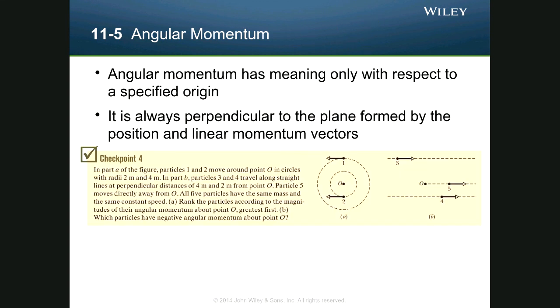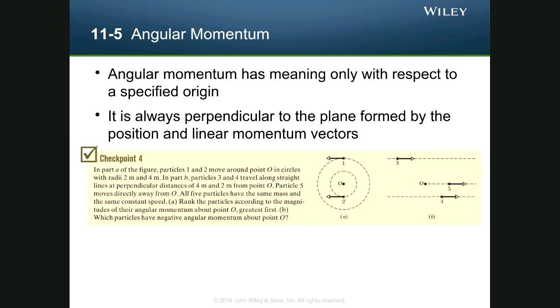So let's take a look here at this figure. In part A of the figure, particles 1 and 2 move around a point O, an origin point. In part B, particles 3 and 4 travel along straight lines at perpendicular distances of 4 and 2 meters from the point O. Particle 5 moves directly away from point O. All five particles have the same mass and the same constant speed. We want to rank the particles according to the magnitudes of their angular momentum about the point O, greatest first.